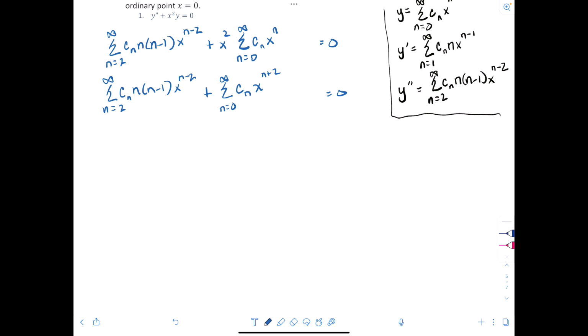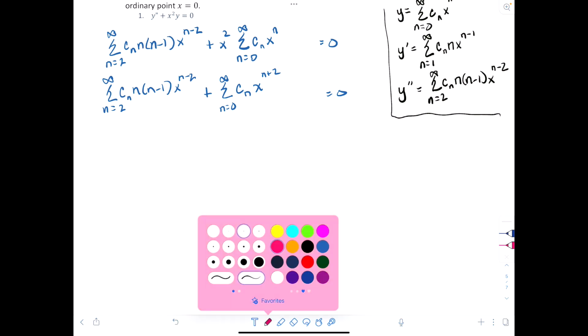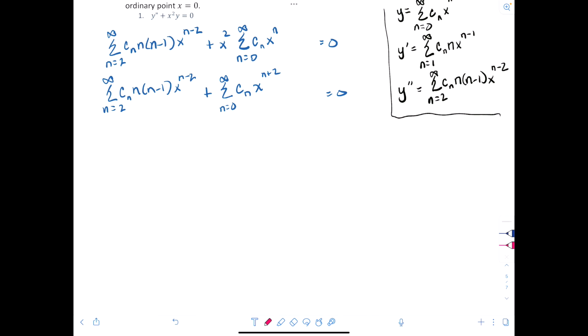But we'll go ahead and start making our substitutions. So remember, this is something we worked on in the last one. For this one, I'm going to let k equal n minus 2. That means that n is k plus 2, right? And when n is 2, k is 2 minus 2, which is 0. So that's where the summation would start.